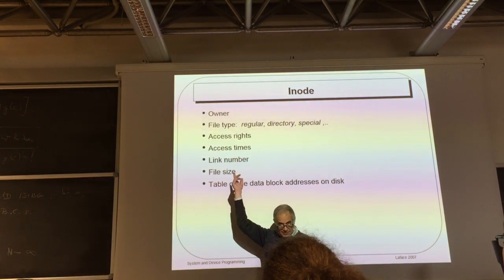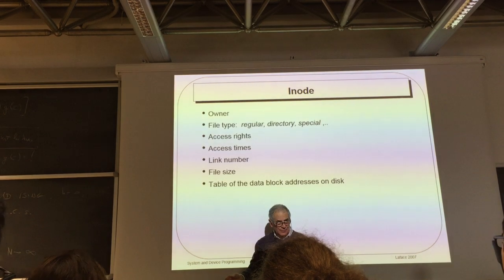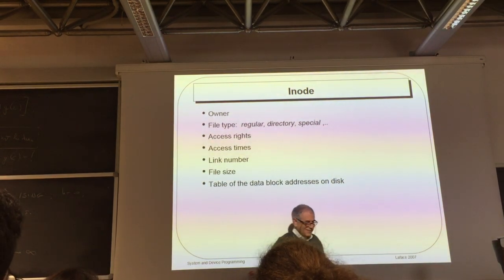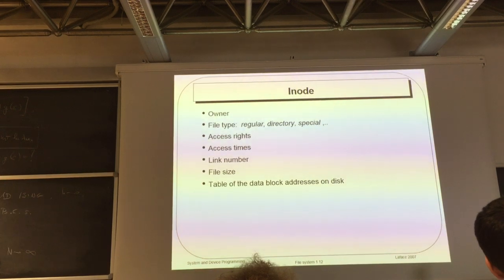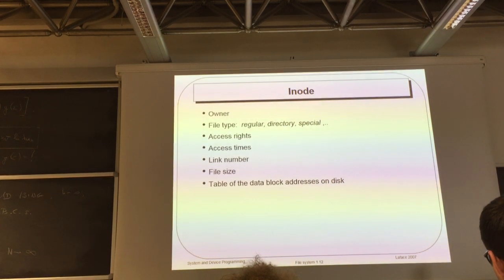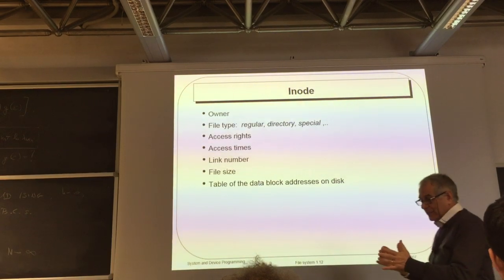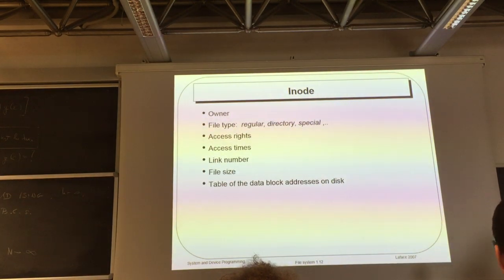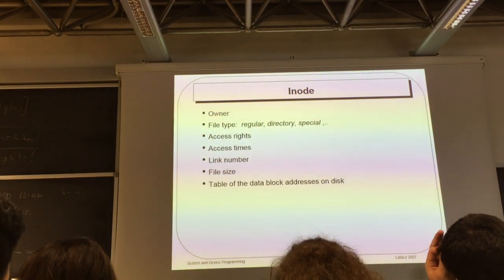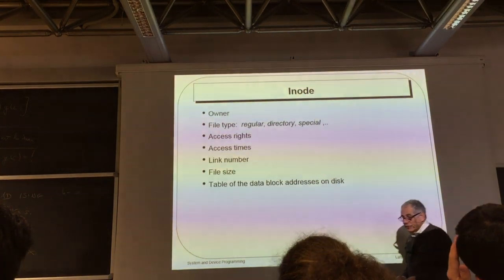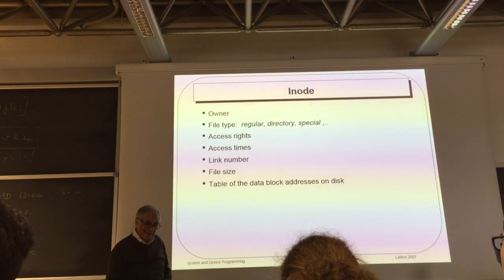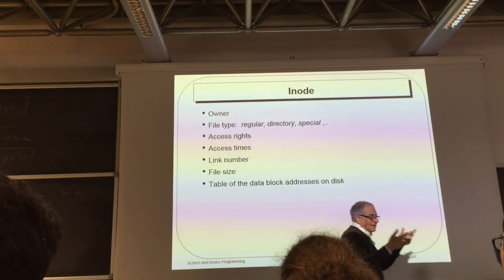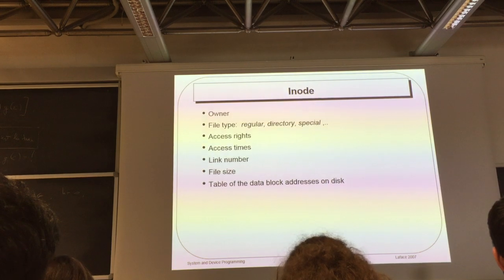Link number. What is link number? You should know. The link number counts the number of names that point to this file descriptor. I said that the descriptor is the reality of the file. Many names may point to this specific descriptor or inode. So I can create, through the ln command in the bash, a link, or call it a shortcut, a different name that points to the same inode.